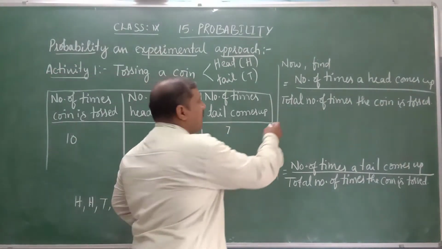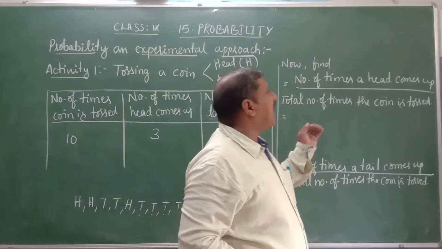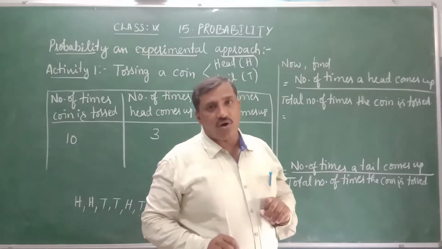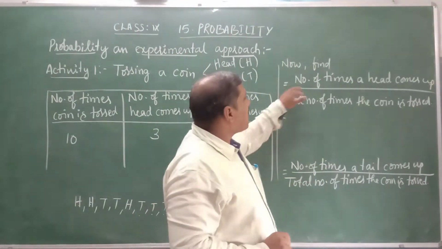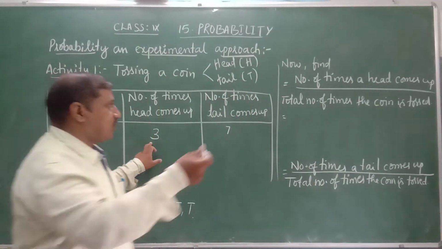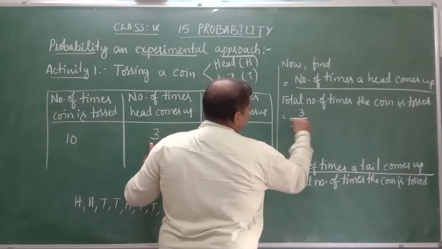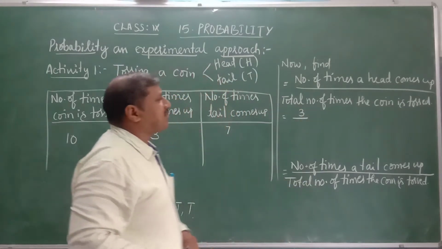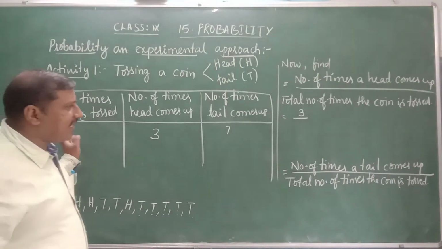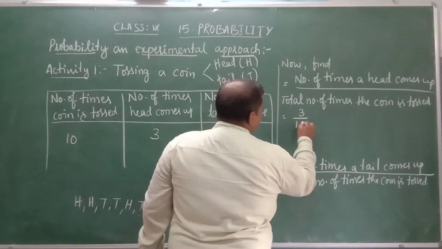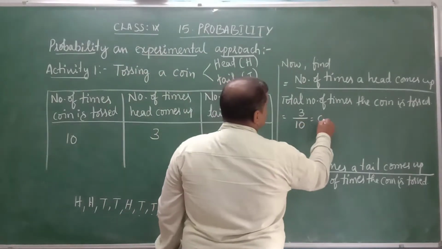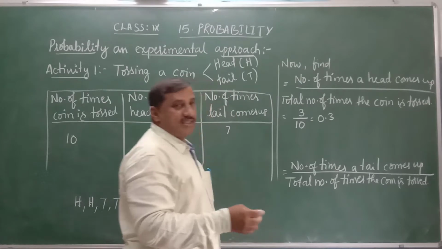That is the first one. Number of times a head comes up to the total number of times the coin is tossed. So how many times the head comes up in these 10 tosses? It is 3. So 3 divided by the total number of times the coin is tossed. How many times did we toss the coin? Yes, it is 10 times. Therefore it is 3 by 10, which is equal to 0.3 in decimals.